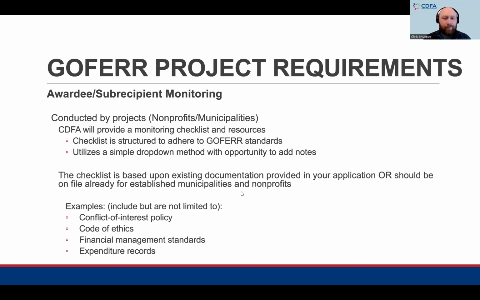through that process. The checklist is based on existing documentation provided in your application or documentation that should be on file already for established municipalities and nonprofits. The examples we have below are included but not limited to a conflict of interest policy, a code of ethics, your financial management standards, and expenditure records. And we have templates for these items too.